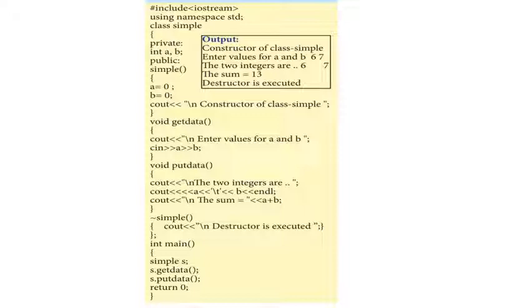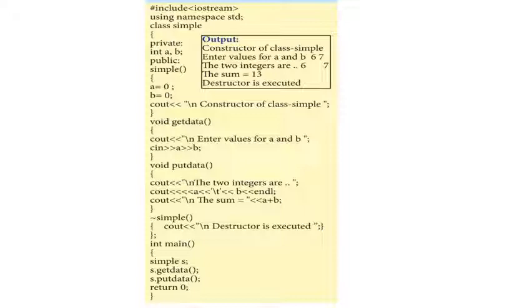So, in the given program, the class name is simple and the constructor for this program is simple(), and the destructor for this program is tilde simple(), that is given above the main function. Remember, in the program, always the constructor function will be executed first and the destructor function will be executed at the last. So, first the constructor function simple() will be executed.